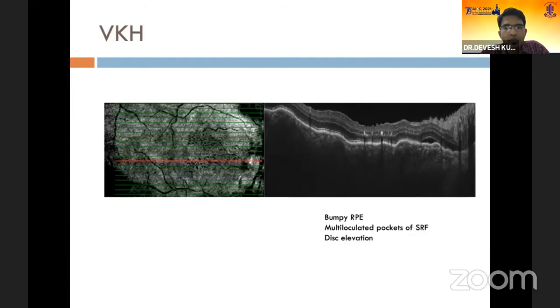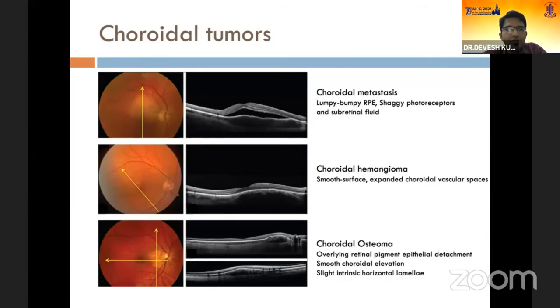In inflammatory disorders of the choroid, the OCT will pick up a bumpy RPE. There may be multiloculated pockets of SRF, and there may be presence of posterior vitreous cells. In addition to that, disc edema will also be there. So OCT will help us in differentiating certain cases in which we are confusing CSC with VKH or sympathetic ophthalmia. OCT also helps us differentiate between certain choroidal tumors; although ultrasonography is the standard, choroidal metastasis, hemangiomas, and osteomas can be differentiated based on certain OCT characteristics.